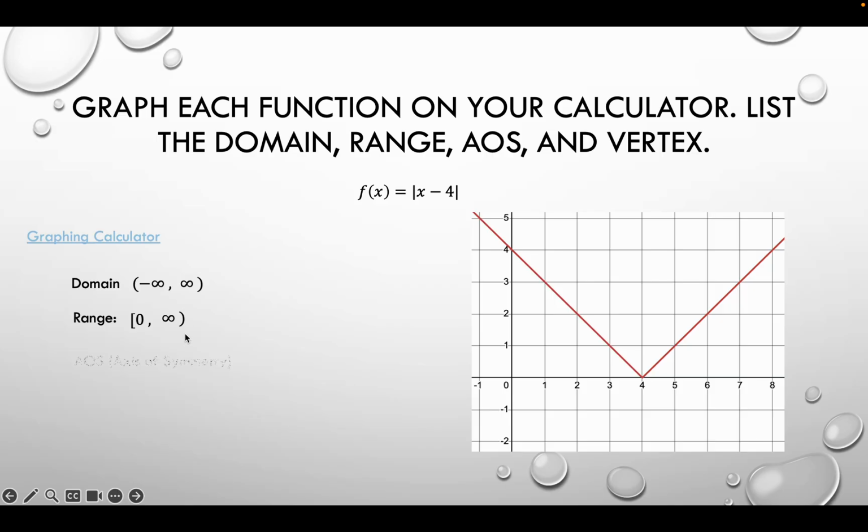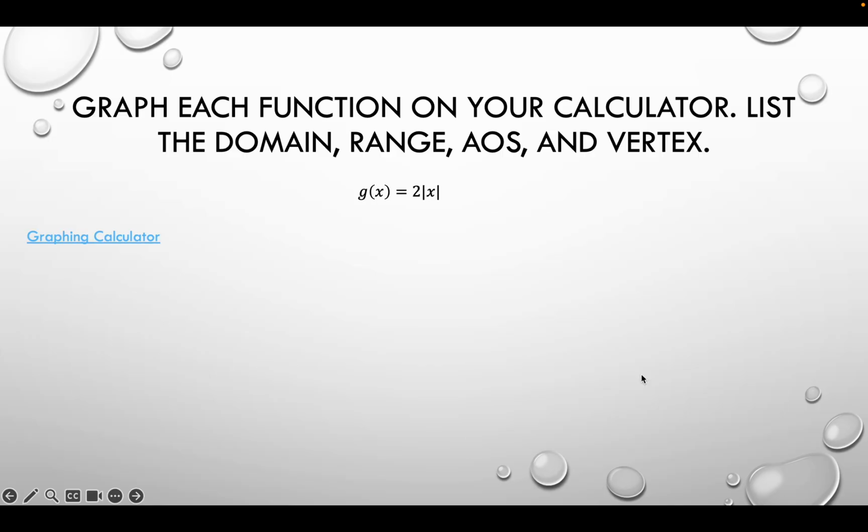We can use our parentheses. The axis of symmetry, we think, what is the x value that it's going right down the middle? It's at 4. So the axis of symmetry is going to be x equals 4. And the vertex is sitting right over here at (4, 0).